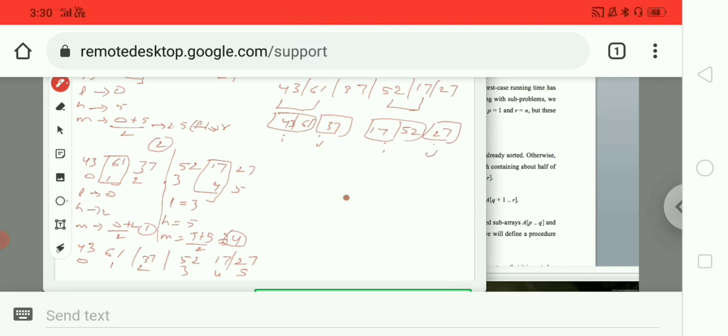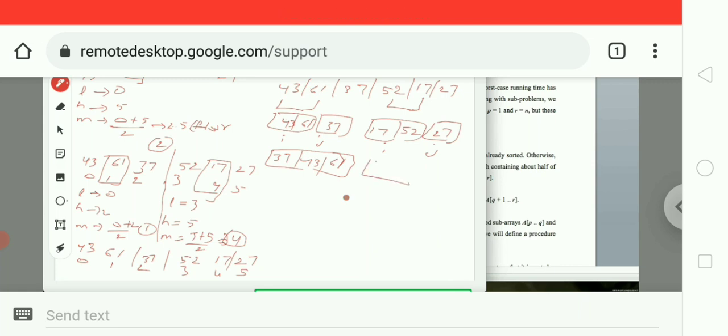Now we have to run the loop, and we have to do comparison for this particular 37 to 43 and 61. Now let us compare 37 and 43. Compared to these two elements, 37 is the smallest element. So compare it to 61 also. 37 is the smallest. So after that 43 and 61. So in this way the elements will be arranged.